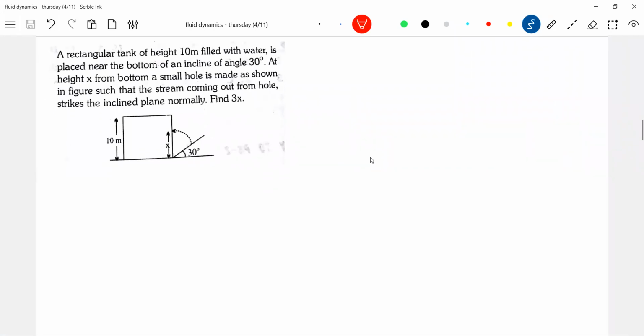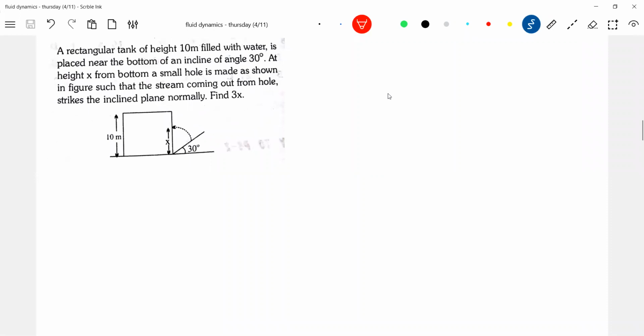This is just a general idea. Read the question. This is something like an inclined projectile. I just brought it so that a student must have this: it should be an inclined projectile. The idea of inclined projectile, nothing new.